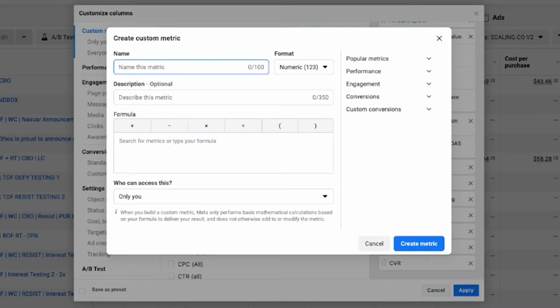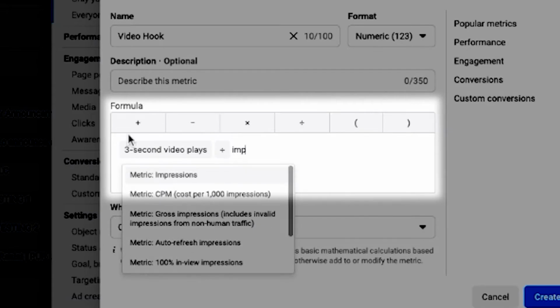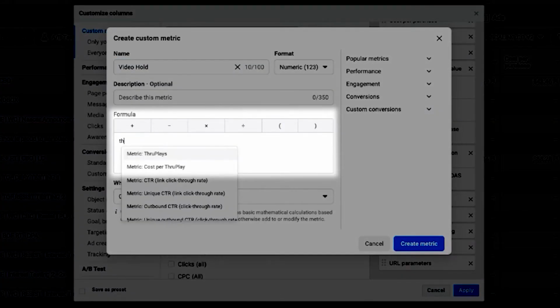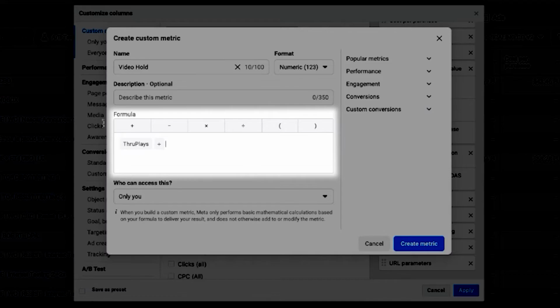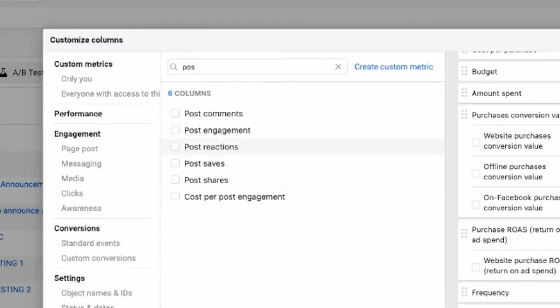Next one, custom metric. It's going to be about our video ads. So this one's called video hook. And we're going to do 3 second video plays divided by impressions. What this measures is the effectiveness of a video to hook someone, to generate a 3 second video play for their impression. Video hold. This is measured with through plays divided by impressions. So this will show how effective a video ad is at keeping the viewer's attention and playing the video all the way through. Okay, the next one will be post shares.